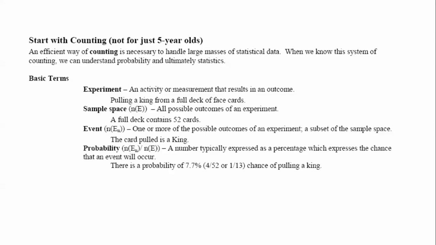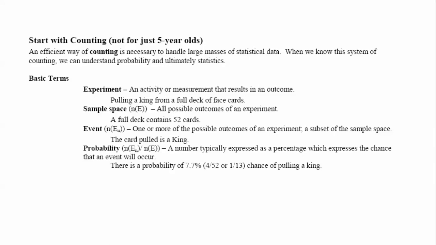An event is the event that we're looking for, and you can see the notation there: n, signifying the number of things, E standing for an event, and n of E sub n is a subspace of that sample space. So one or more possible outcomes of an experiment, and it is an event that could happen within the sample space. Probability, once again coming back to our simple equation, is the number of things we're looking for, n of E sub n, divided by the total number of things that could happen, which is our sample space, n of E.